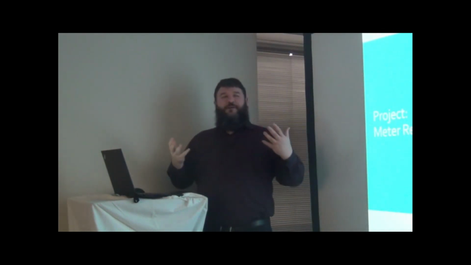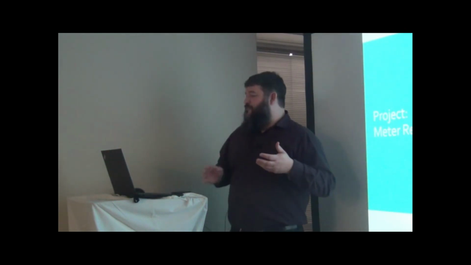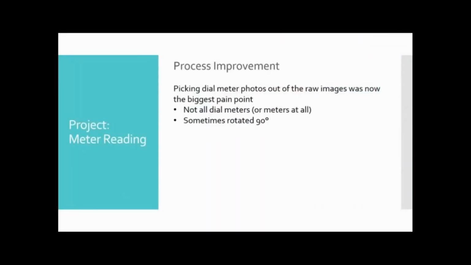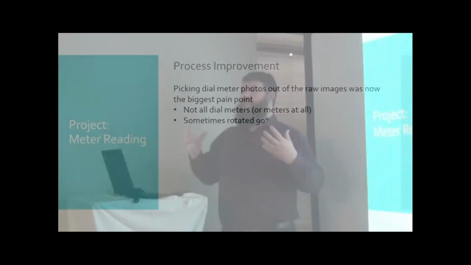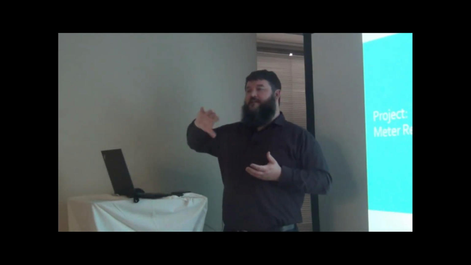So the next pain point in my process was picking out which meters are actually relevant. Some of them were digital meters. I want those for later on in the project, but they're not really useful to me right now. Not all of them were dial meters, not all of them were meters at all. Some were rotated 90 degrees from the way they had been taken on the phone. My good images were almost exclusively portrait, and some of these were landscape.